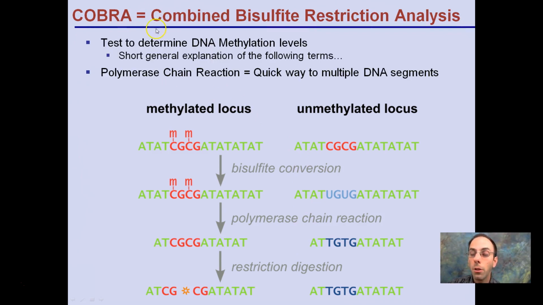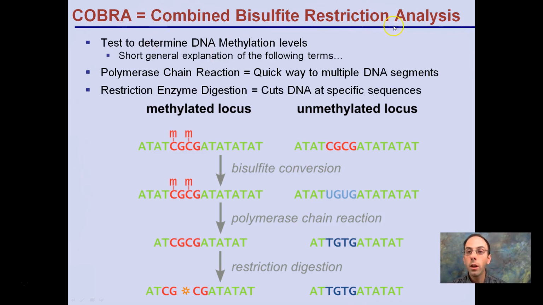Something called COBRA, Combined Bisulfite Restriction Analysis, is what it stands for. It's typically used in microbiology labs. It's a test to determine DNA methylation levels. A short, general explanation in the following terms: PCR, which we'll learn about in another video, is a quick way to multiply DNA segments, and restriction enzymes cut DNA at very specific locations.